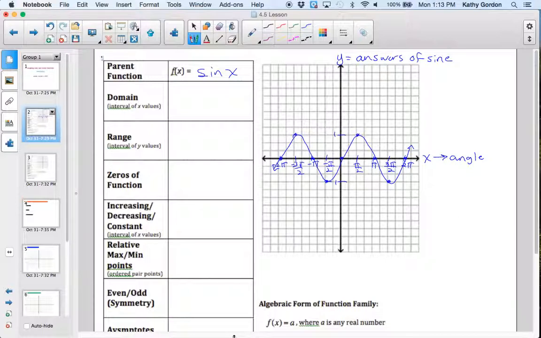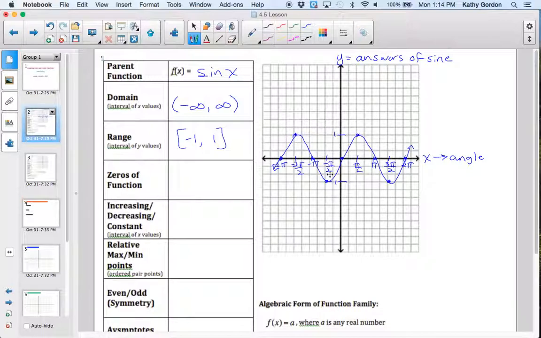Okay? Now, to analyze it, what's our domain going to be? All real numbers, negative infinity to positive infinity. There's no restriction on what angle measure I can use to take the sine. So domain's going to be all real numbers. Range, parentheses or square brackets? Square brackets, because we're going to include both the positive and the negative 1. We have actual points there with actual y values, so we want to include those numbers.